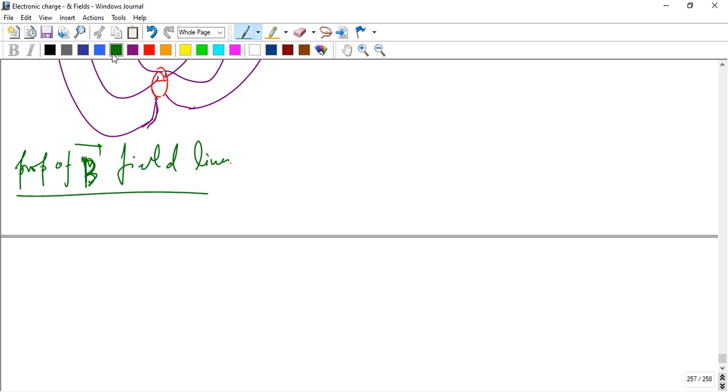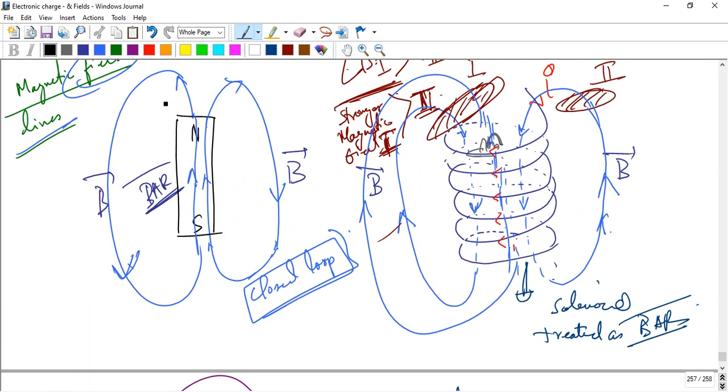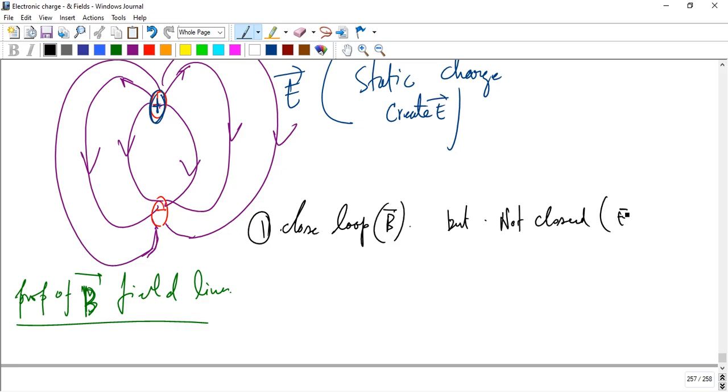So property number 1: the magnetic field line is a closed loop. You see that, here the magnetic field line is a closed loop. But if you consider electric field lines, they are not closed. In the case of E, the field is not closed.